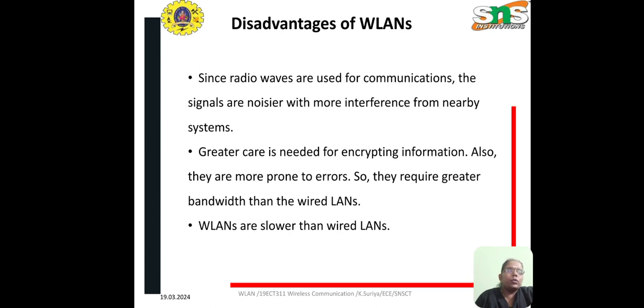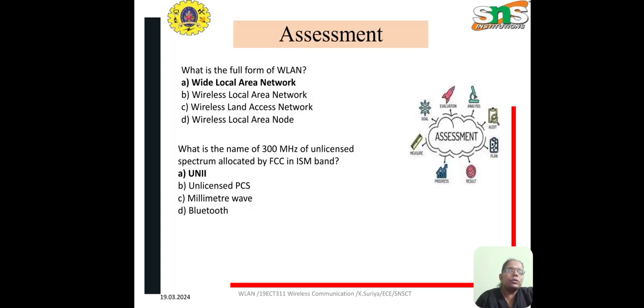Also, they are more prone to errors, so they require greater bandwidth than the wired LANs. And WLANs are a bit slower than the wired LANs. So, hope you understood what is wireless LAN.